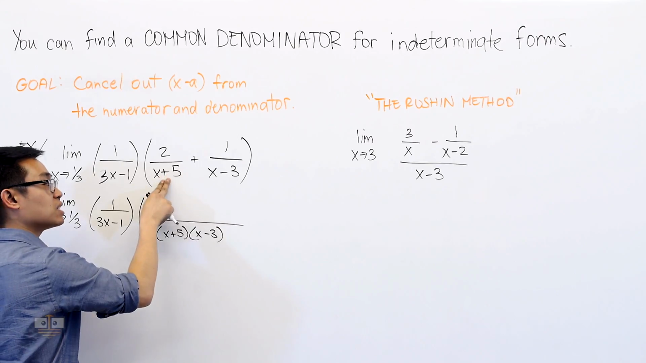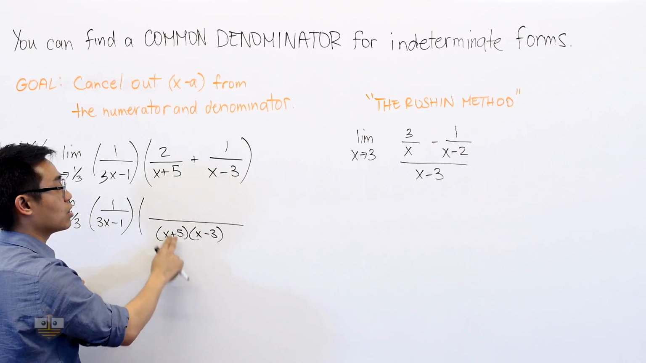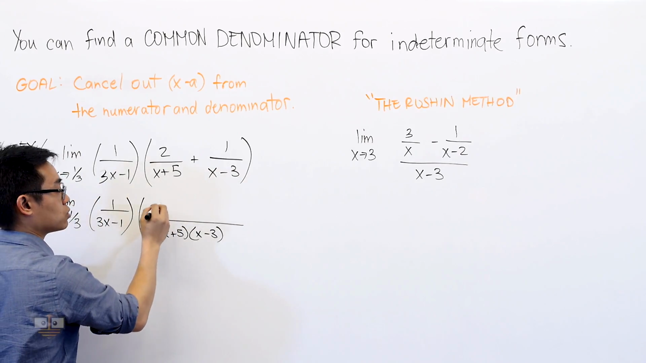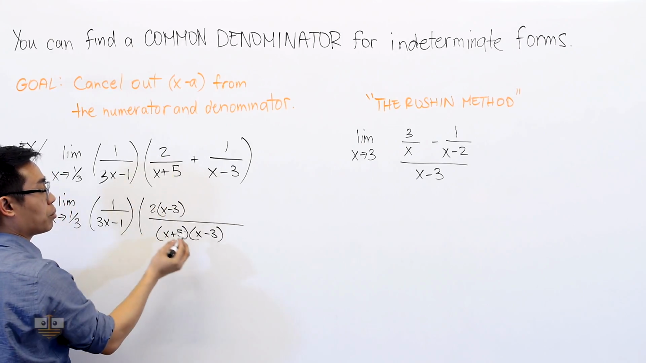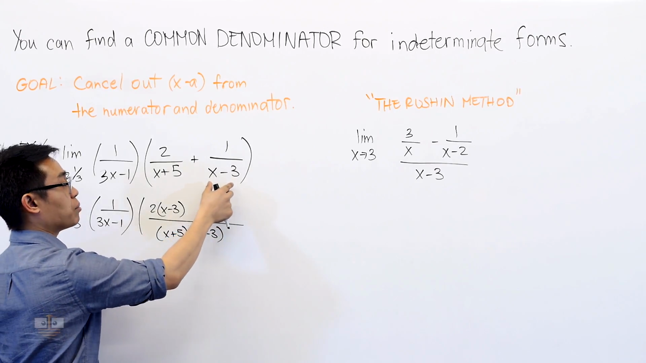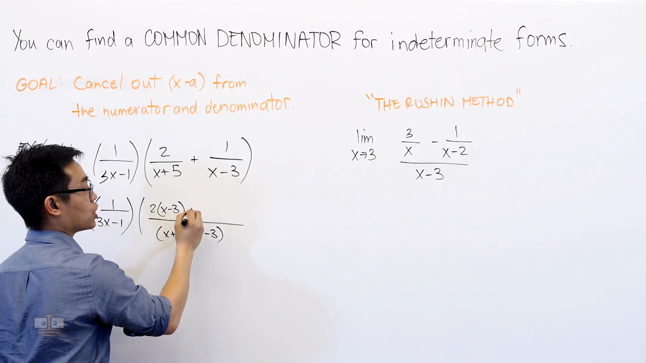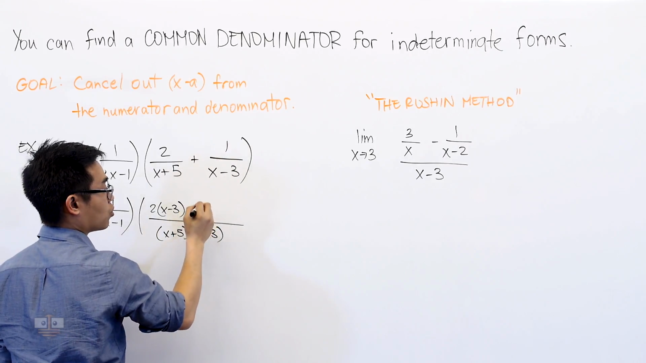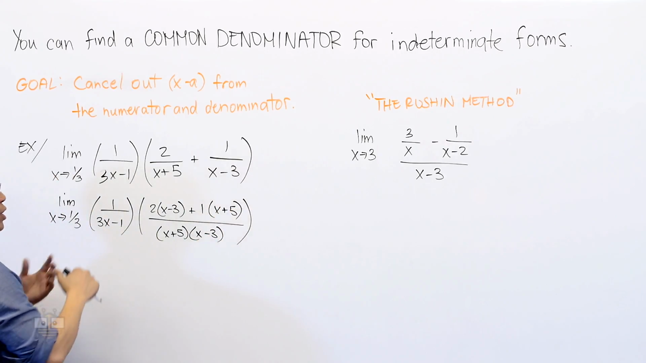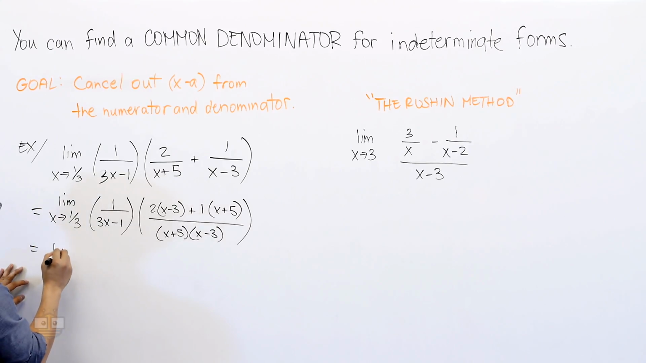How did we get from this x plus 5 denominator to this new denominator of x plus 5 times x minus 3? We multiplied the bottom by x minus 3. Whatever we do to the bottom, we better do to the top. So we'll take the 2 and multiply by x minus 3. How about in the second fraction? We multiplied by x plus 5 to this denominator to get to this new denominator. So we'll change the numerator here to 1 times x plus 5. We don't have a 3x minus 1 on top yet, but maybe if we expand and simplify, we will.